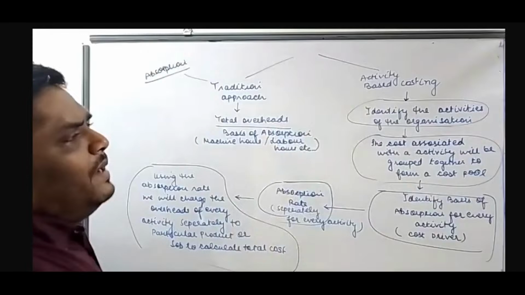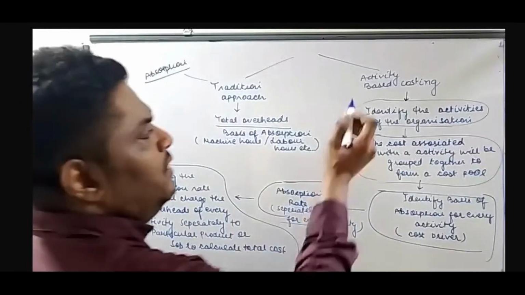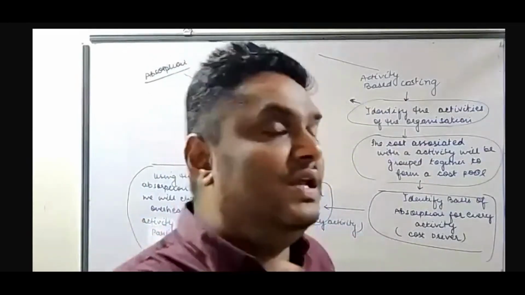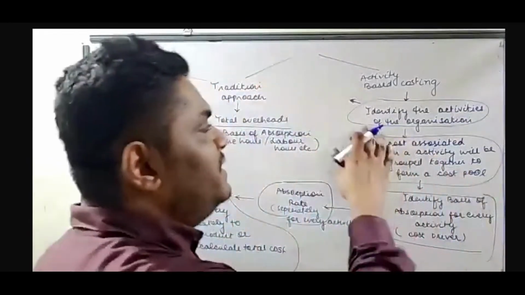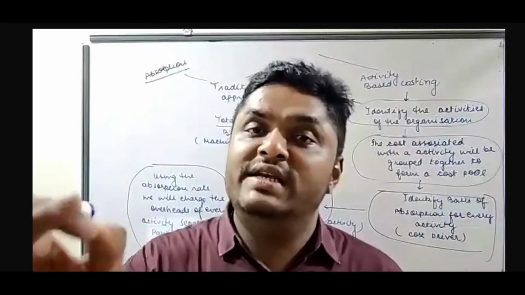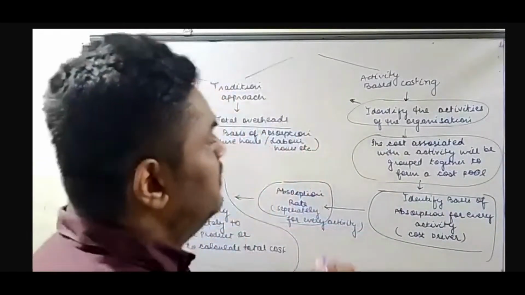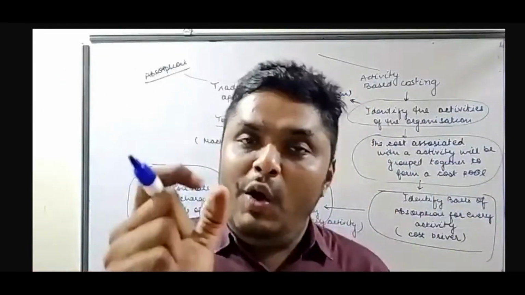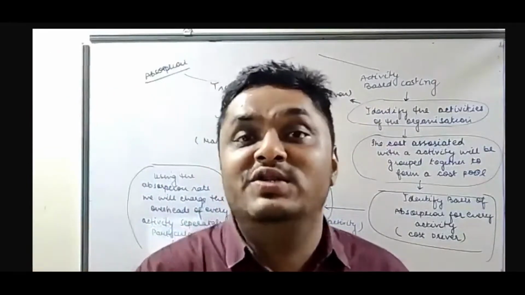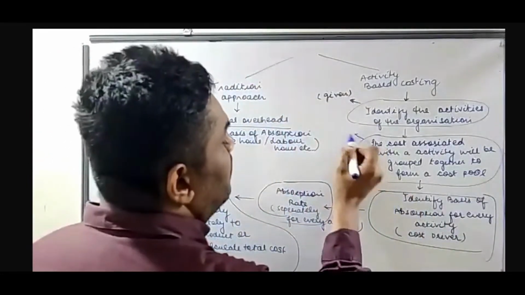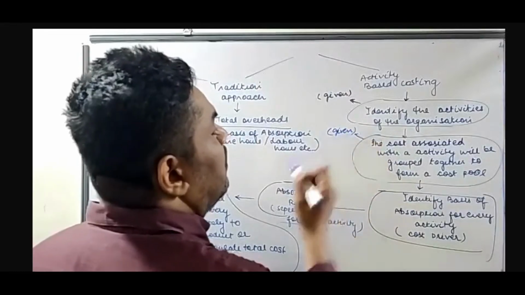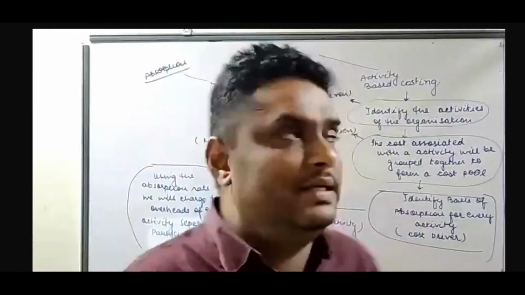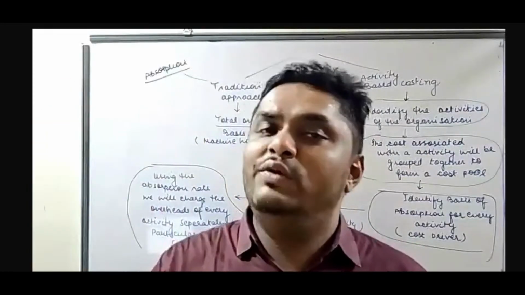Now, when talking about identifying the activities of the organization, no need to do any exercise. The various activities of the organization will always be given in the question. No need to do this exercise. This data will always be given in the question. Also, the cost relating to a particular activity will be given in the question. No need to do this exercise. These are the activities, these are the costs relating to that activity.